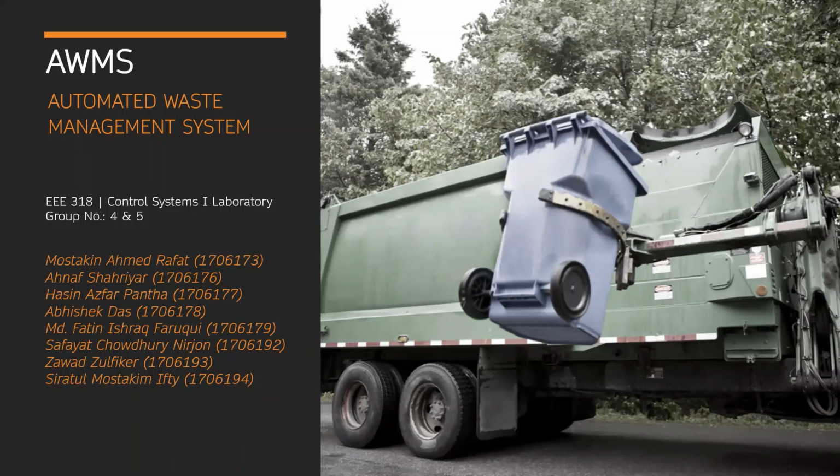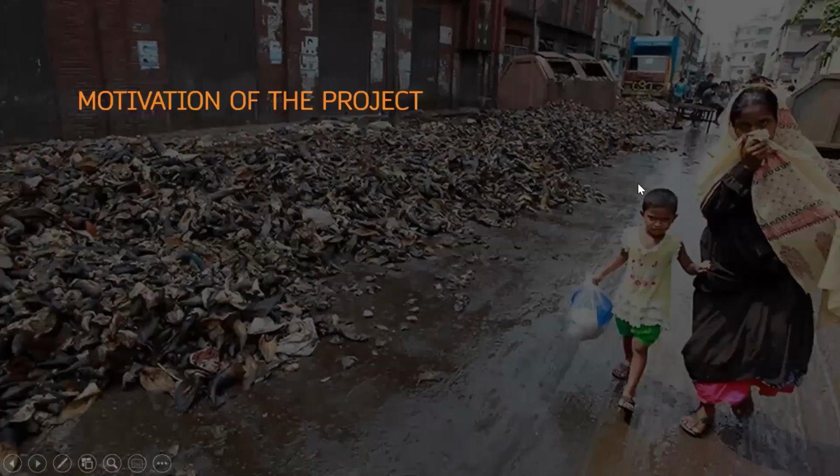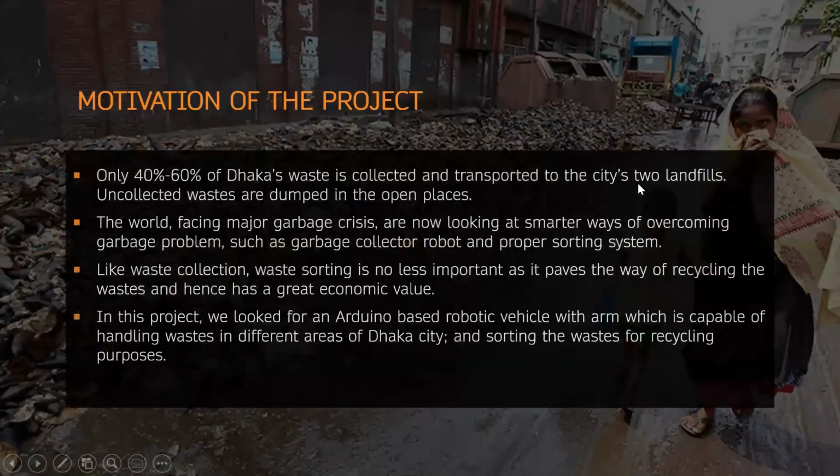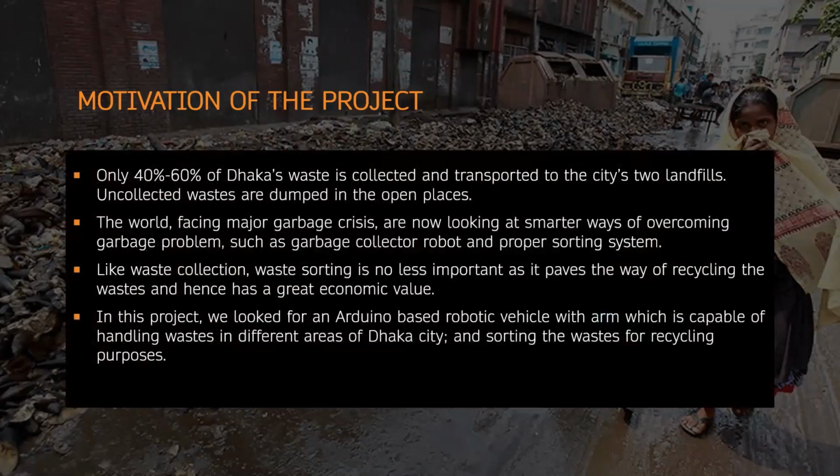We're presenting the project of Control System Laboratory, and our project title is Automated Waste Management System. The world is facing a major garbage crisis, and we are now looking for smarter ways of overcoming the garbage problem. The project design is a part of the implication that can be used to improve the waste management of a locality. The project revolves around whether the project will be able to meet the future needs of the users.